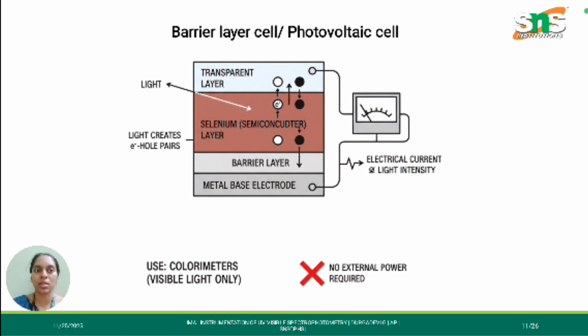This barrier layer cell consists of a layer made up of semiconductor material such as selenium, and normally when there is no light radiation, the selenium will not produce electrons. But when the light radiation reaches the selenium layer, it will emit electrons, and the electrons will be captured by the electrodes. The electrodes will get the electron movement, and an electric current will be produced, which will be recorded as an electrical signal, and from that, indirectly, we can measure how much light radiation reached the detector.